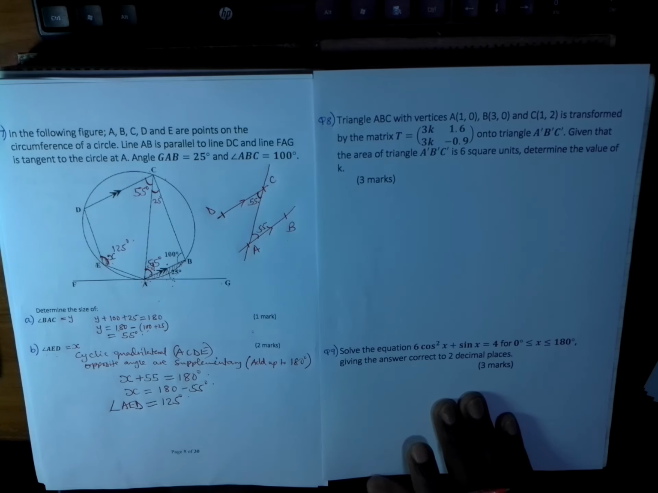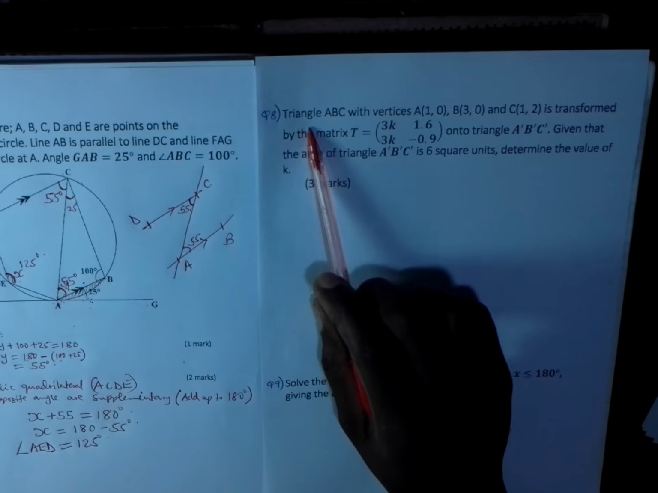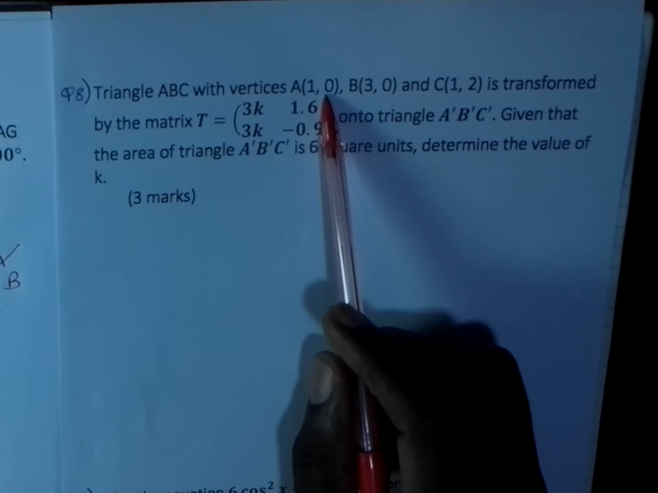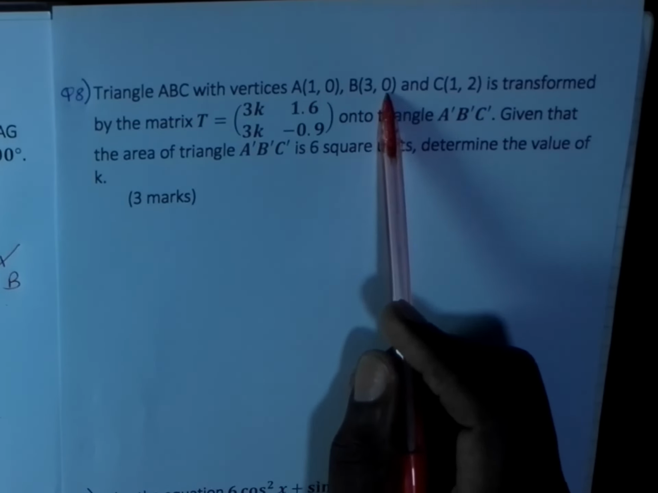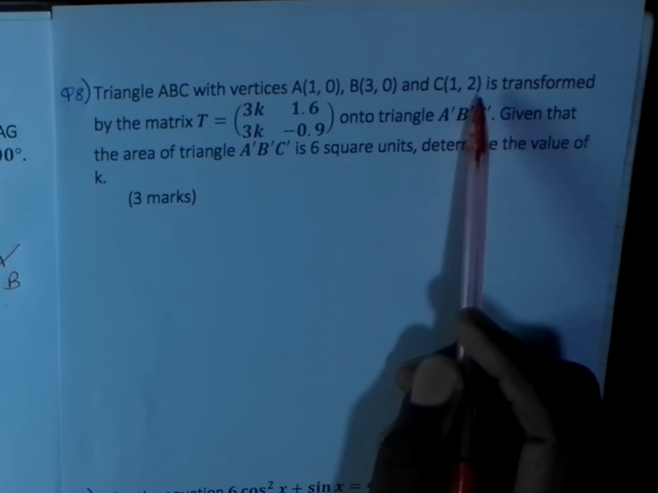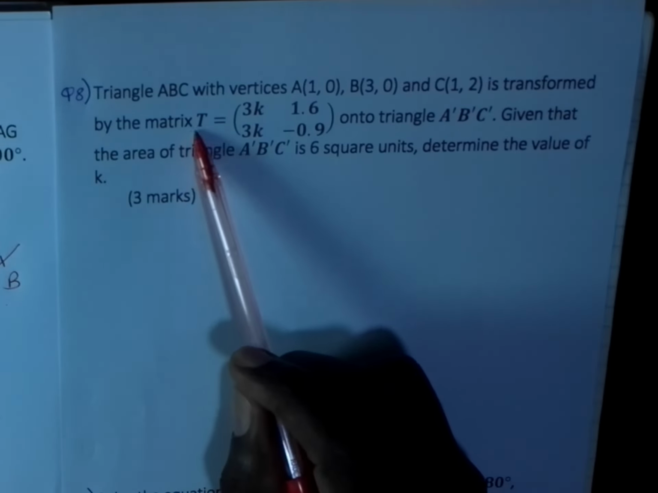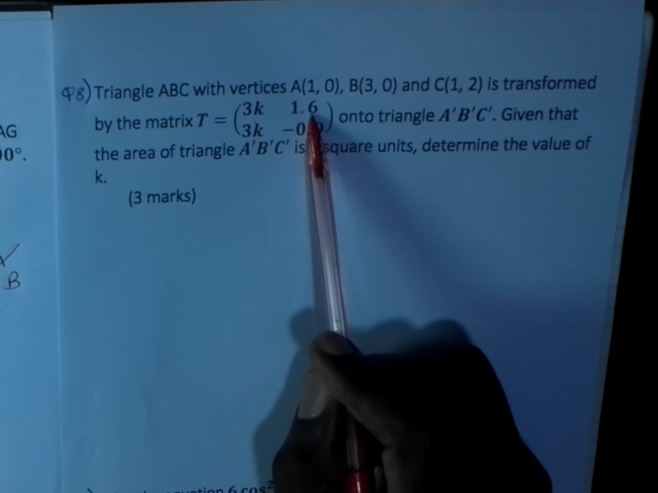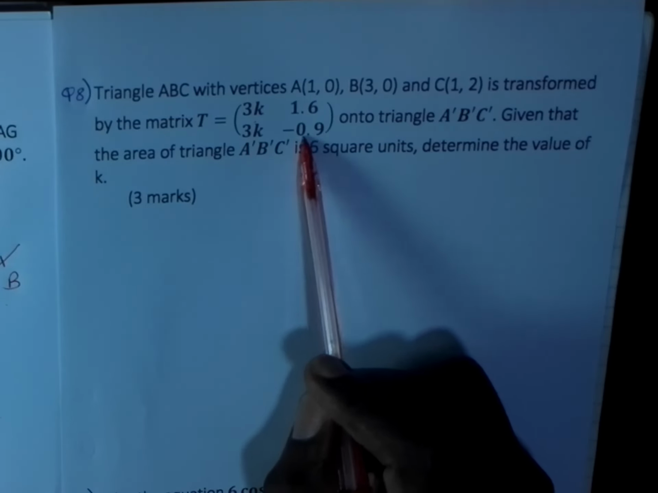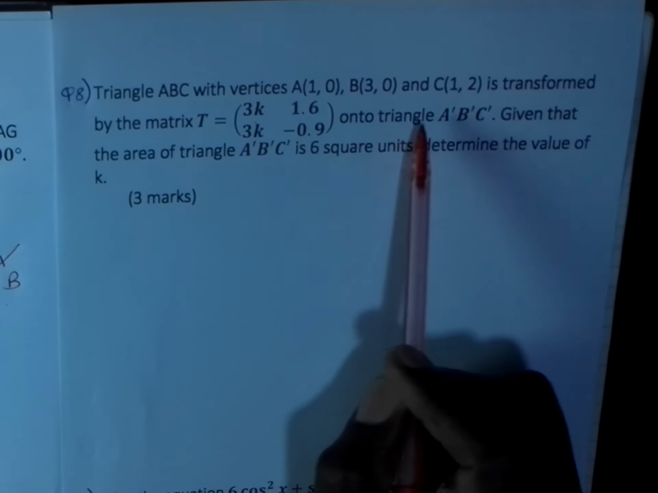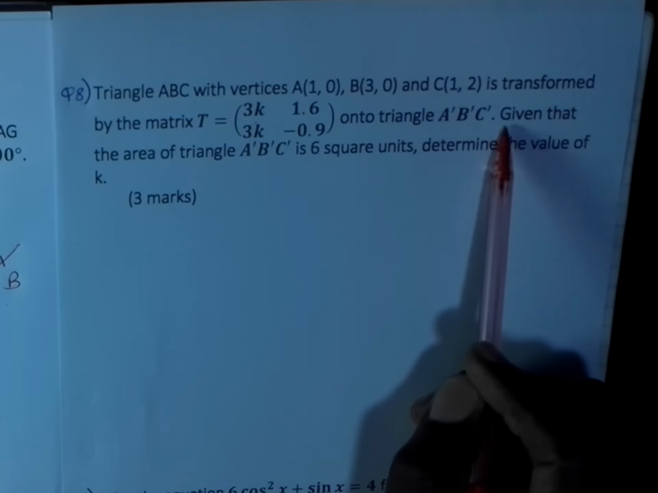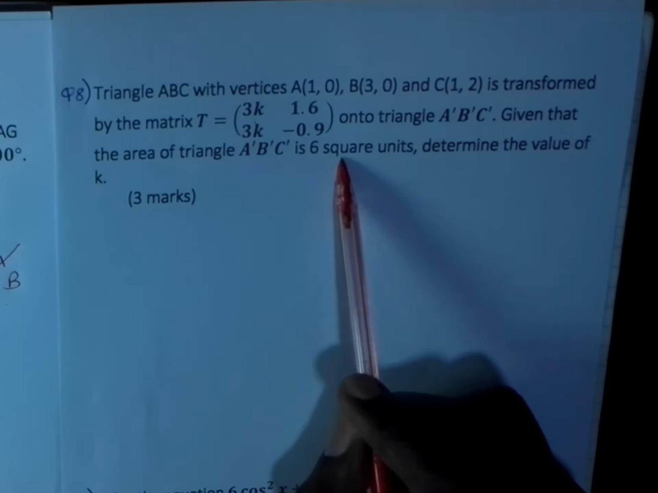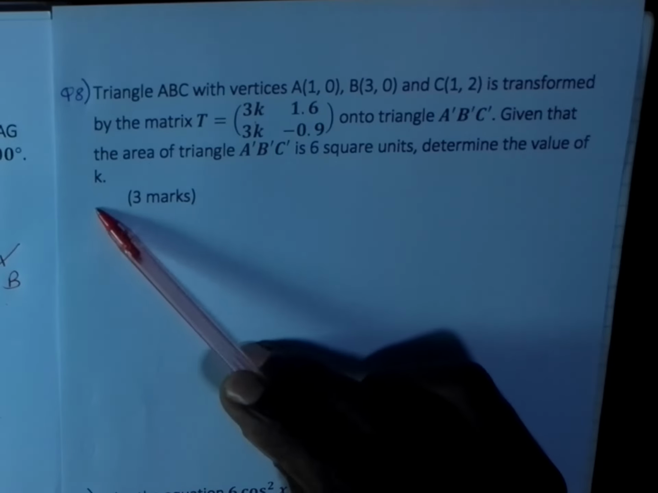Question number 8. Triangle ABC with vertices A, which is (1, 0), point B, (3, 0), and point C, (1, 2), is transformed by the matrix T, whereby this is 3K, 1.6, 3K minus 0.9, onto triangle A prime, B prime, C prime. Given that the area of triangle A prime, B prime, C prime is 6 square units, determine the value of K.